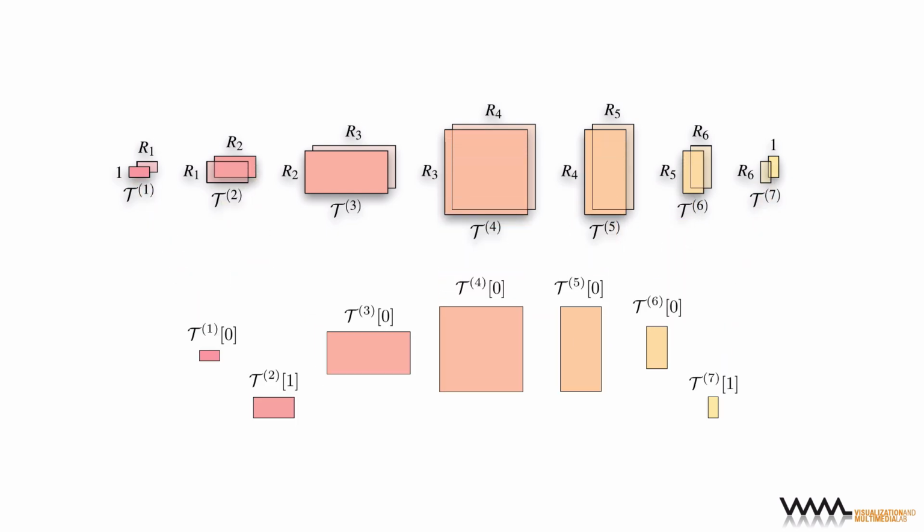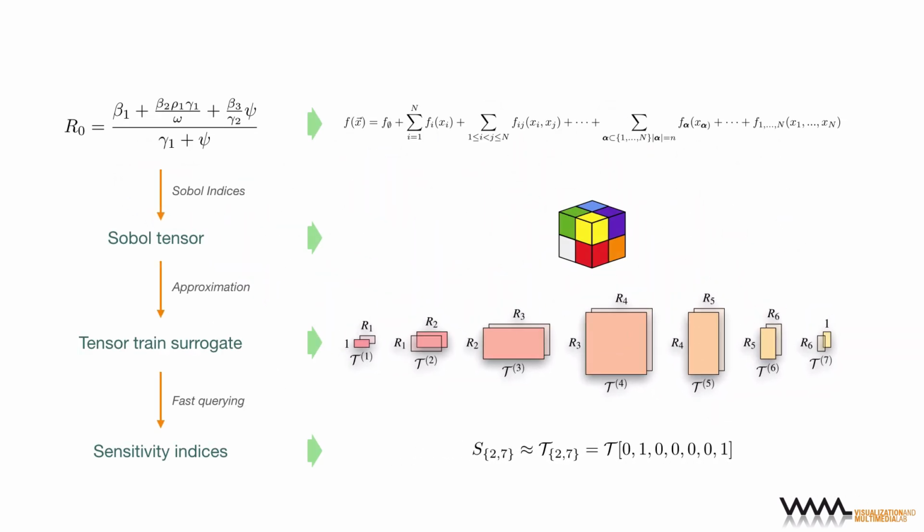In this example, if we take the second slices of the second and last tensor cores, and the first slices of all other tensor cores, it will result in the Sobol index of variable tuple 2, 7. And all the other Sobol indices can be easily computed in a similar way.